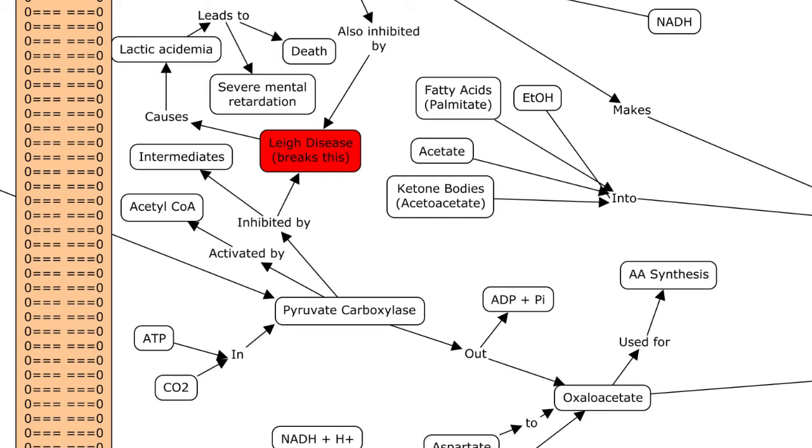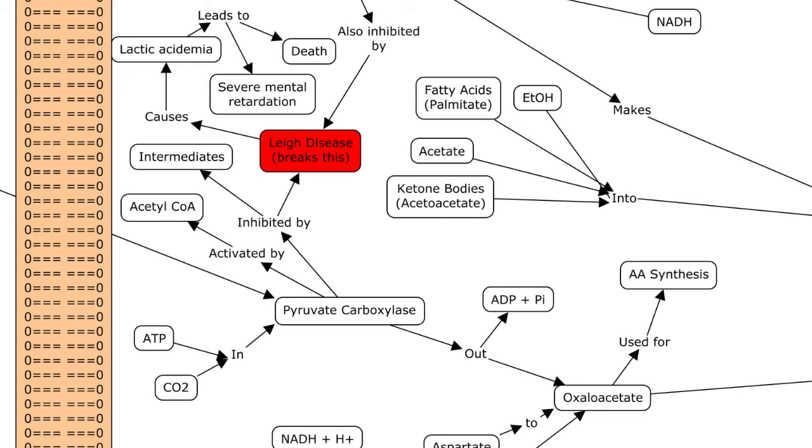And Leigh disease, we're going to talk about this now. What's going to happen is your pyruvate carboxylase, if it's not working, and again, the same is going to apply to the PDC. If you're only going to make one and not the other, eventually you're going to have so much made of one that it's not going to want to make anymore. And the only other thing you can make with pyruvate is lactate. So you're going to have too much lactate. It's going to cause lactic acidemia, which will lead to severe mental retardation and death. This is considered a mitochondrial disease, and I'm pretty sure Leigh disease is genetic.